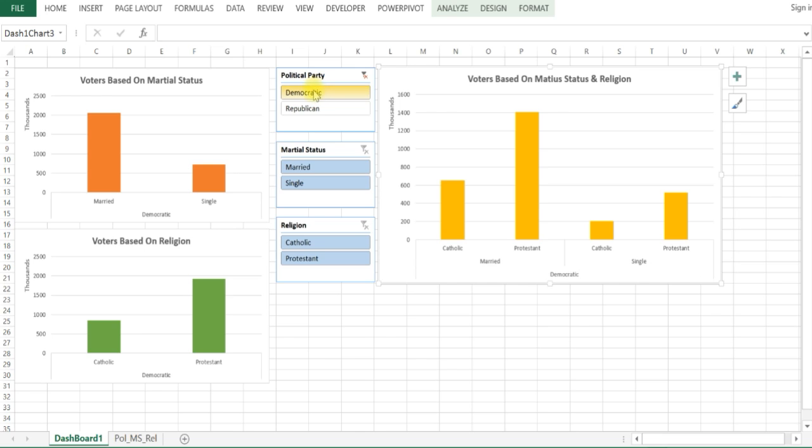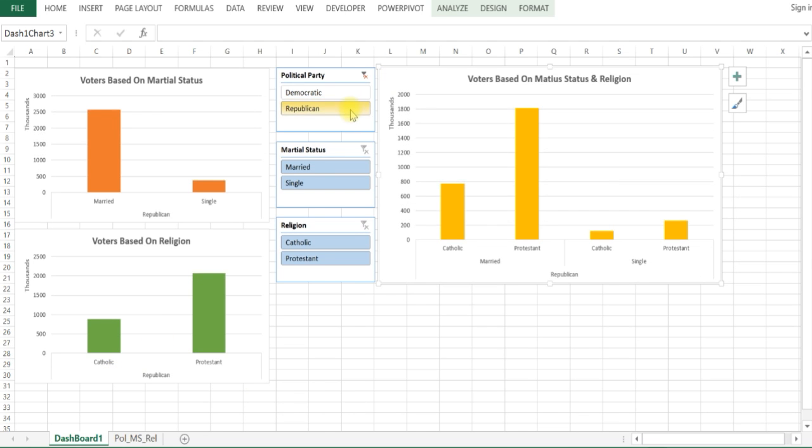And if I click on the Democratic Party slicer, then I can see that they have more married voters versus single voters, and based on religion, there are more Protestant voters than Catholic voters. If I click on the Republican Party slicer, then I can see they also have more married voters versus single voters and more Protestant voters versus Catholic voters.